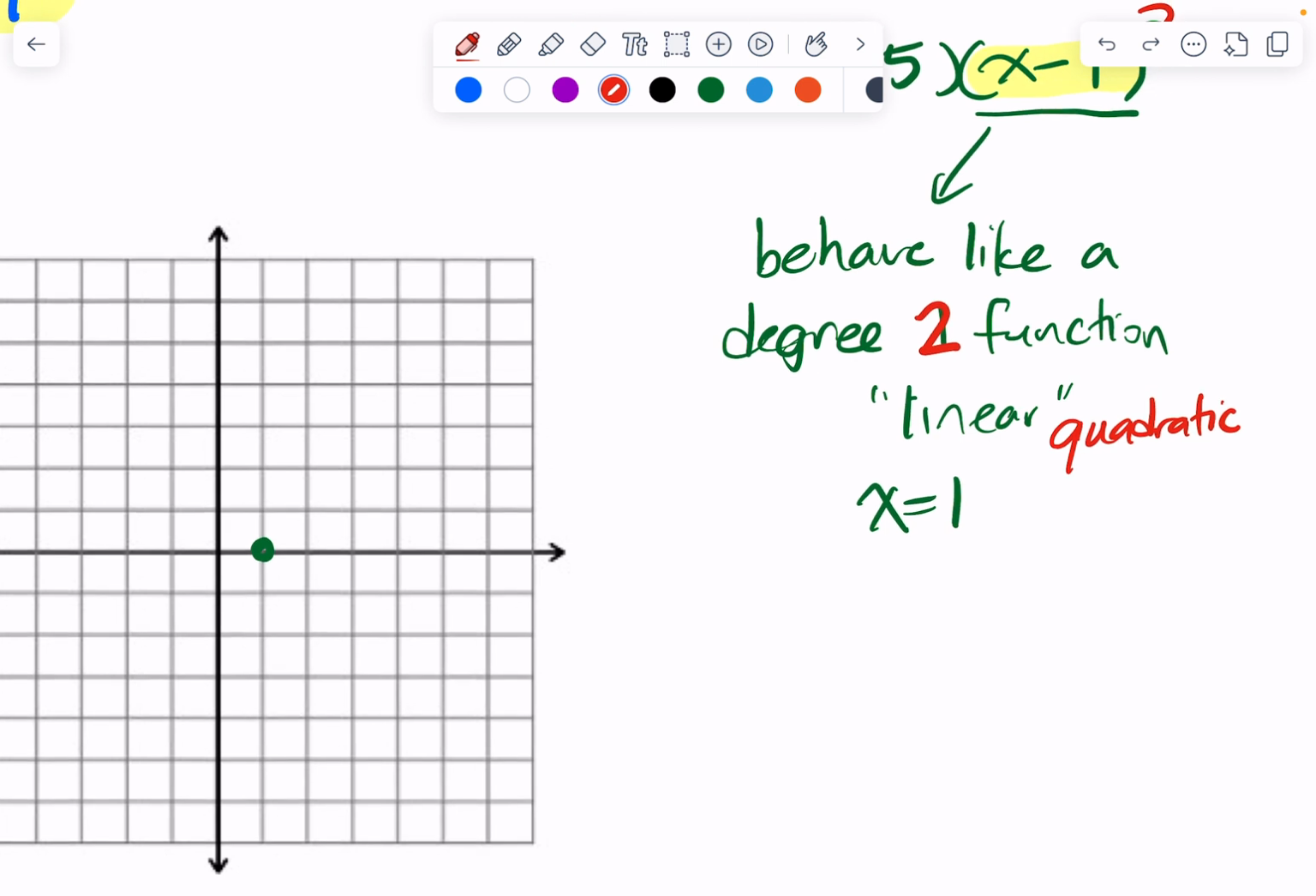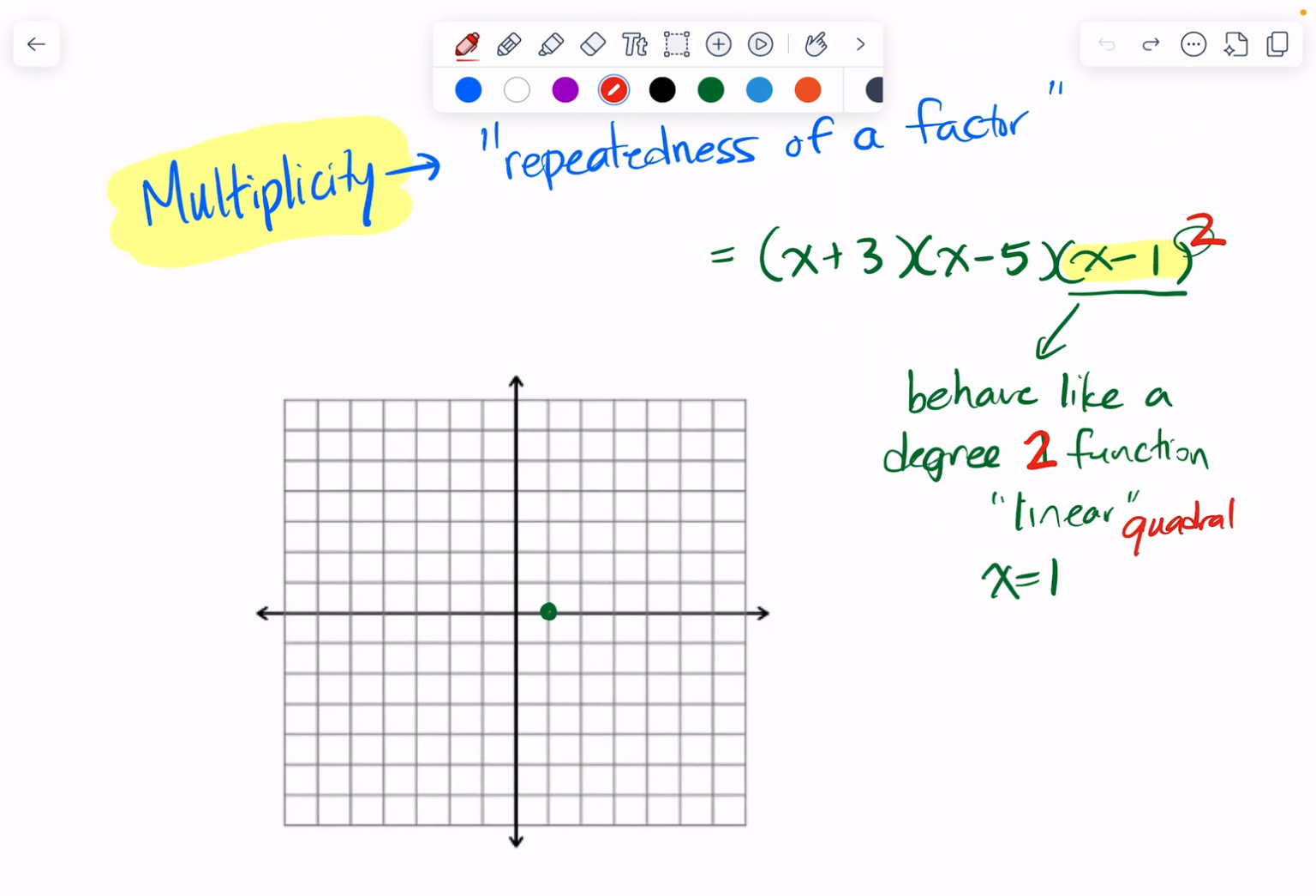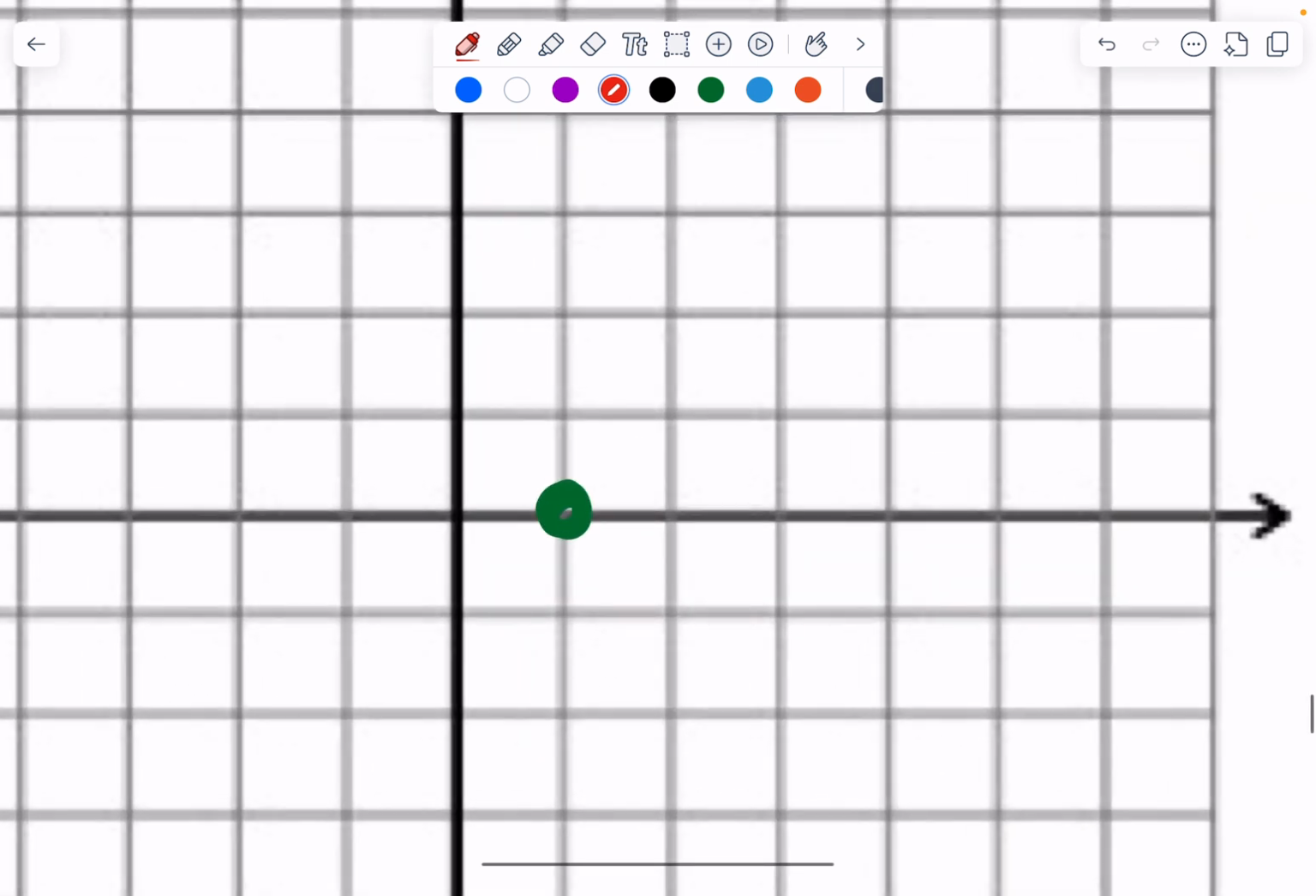And then likewise, if we throw in a 3 here, this is going to behave like a degree 3 function at that root, which is going to be a cubic. And cubics come down, turn a little bit, and then continue on.